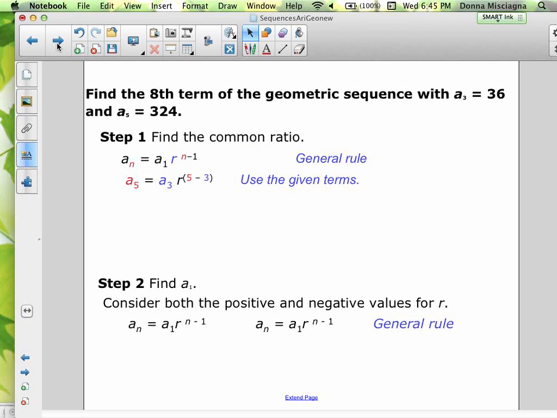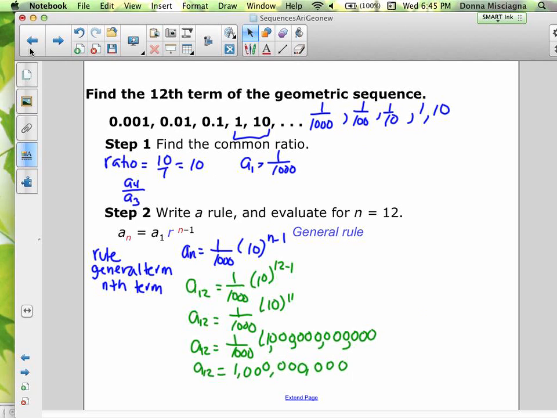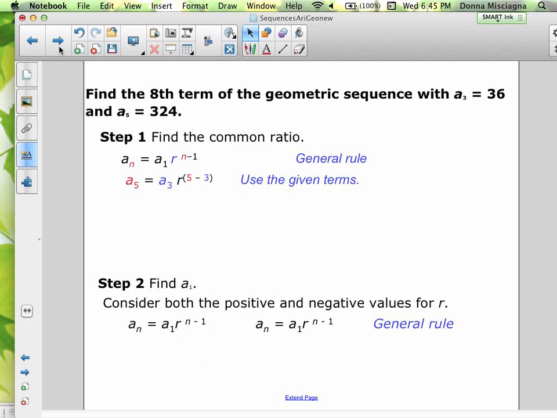All right, so now we're not given the sequence. So here we were given the beginning of the sequence, so we knew the first term. Right? Here we are not given the first few terms of the sequence. Instead, we're given two terms. We're given A3, which is 36, and we're given the fifth term, which is 324. So the first thing we have to do is find our common ratio.